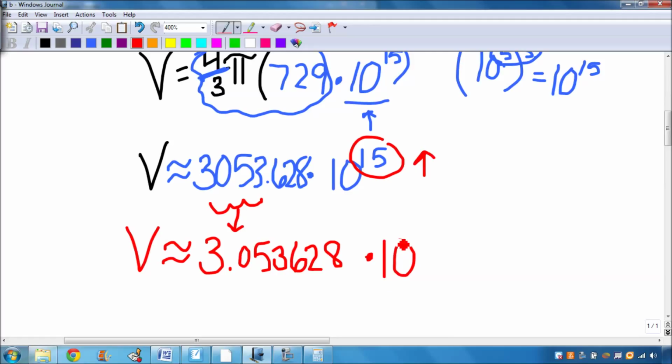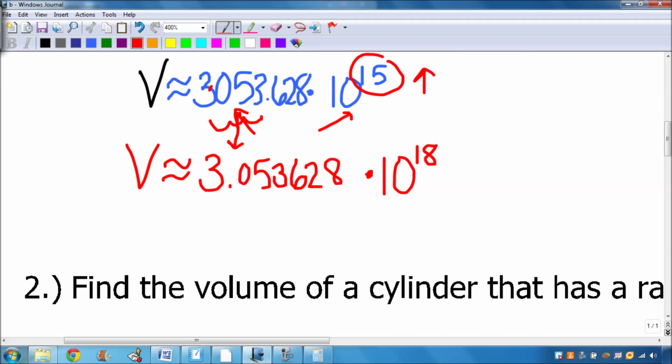So it's times 10. If this moved over 3 times, that means that you are putting the 3 tens that you're dividing out here in this section right here, so you're adding 3 tens in. So it's 10 to the 18th power, okay?